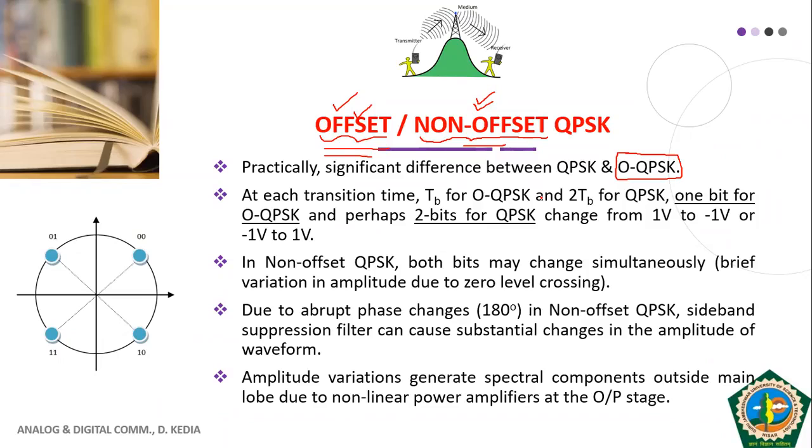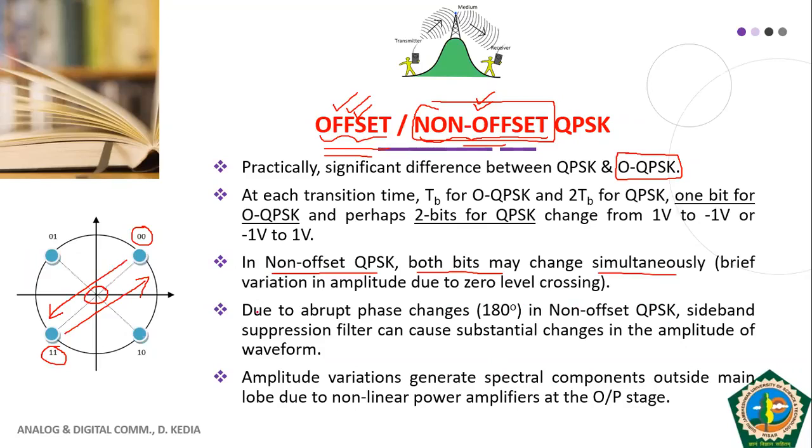Now the question is, which one should we go for? So we practically go for offset QPSK. We do not use non-offset QPSK. The reason behind that is that in non-offset QPSK, as I told you, both bits may change simultaneously. So if bits change simultaneously, means you go from say 00 to 11, or 11 to 00, you will be crossing the zero line.